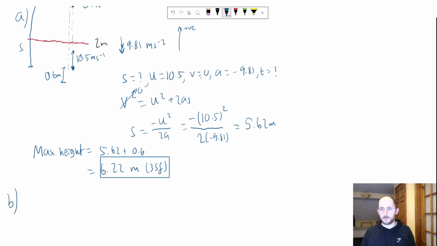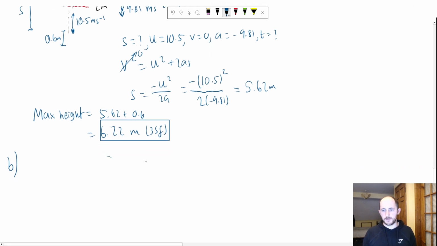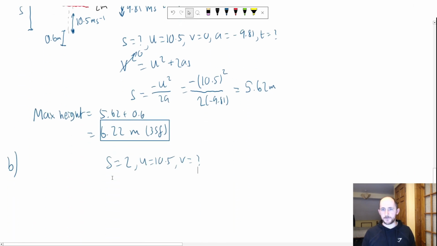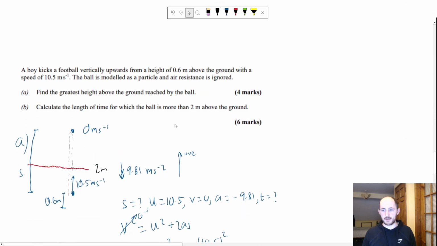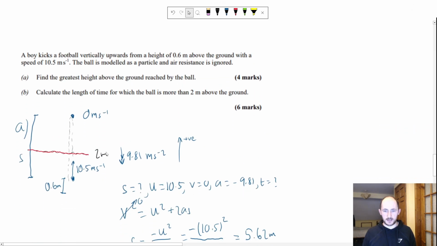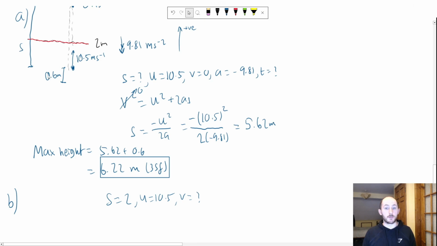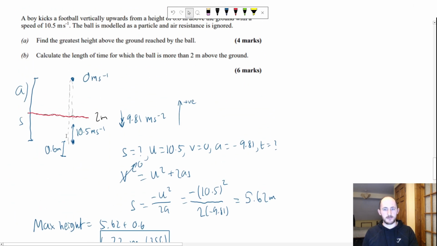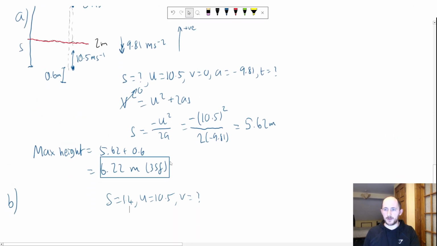So we're going to use basically the same variables, but we're going to say s is equal to 2, u equals 10.5. We technically don't know what v is, because remember, I don't know what v is at 2 meters above the ground. Actually, I've just realised that was close. It's not 2 meters above the ground, but we're going to sub in 2 subtract 0.6, so it's actually going to be 1.4. Because remember, we only have it from when it's 0.6 meters above the ground. So 1.4 meters above, v equals don't know, a is still going to be equal to negative 9.81, and time is actually what we're working out.